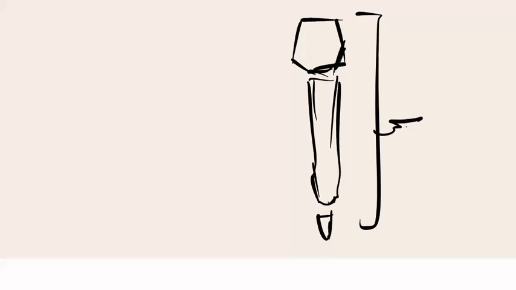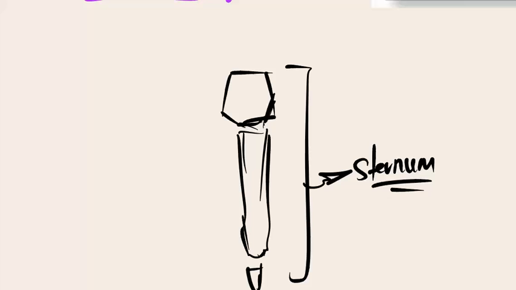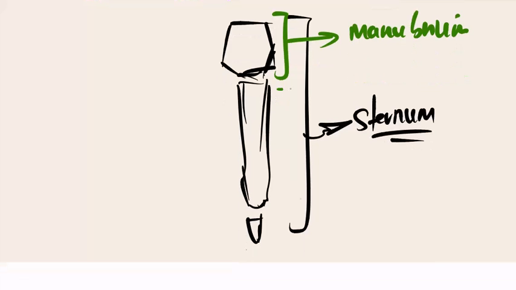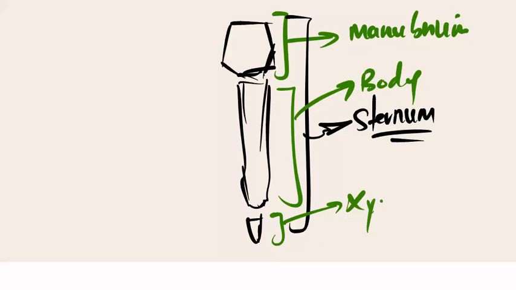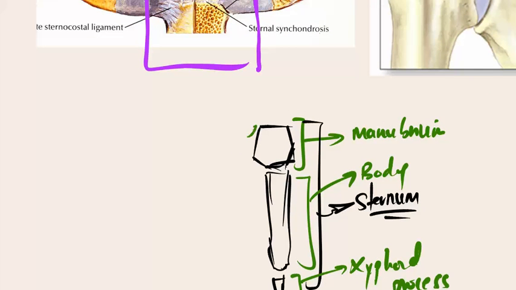So this whole thing here would be your sternum, right? Again, the sternum is this whole bone right here. And it has three components. You have your manubrium, the body, and the xiphoid process, right? So the clavicle is joining with the sternum at this point right here.